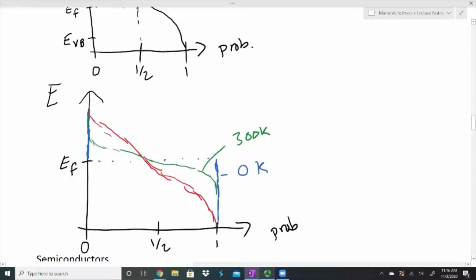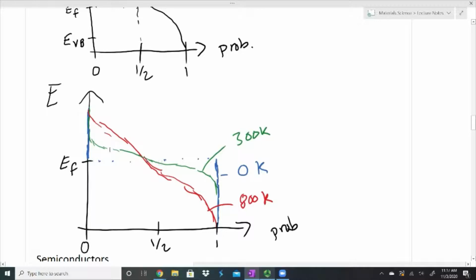These are not good curves, so I do apologize. Let's say that this is at 800 Kelvin. What we're looking at here is a probability. What's the probability that's happening? At 0 Kelvin, there is a 0 possibility of finding something above my Fermi energy, and a 100% chance that I find it below my Fermi energy.